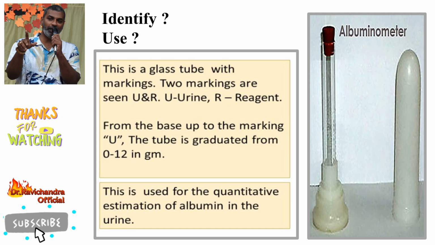Albuminometer. This is a glass tube with markings U and R. U stands for urine and R stands for reagent. From the base up to the mark U, you have to take the urine and then you have to take the SBAX reagent. The tube is graduated from 0 to 12 in grams. This is used for the quantitative estimation of albumin in the urine.